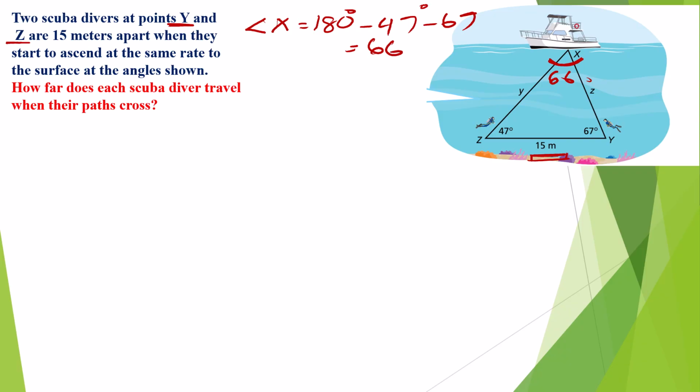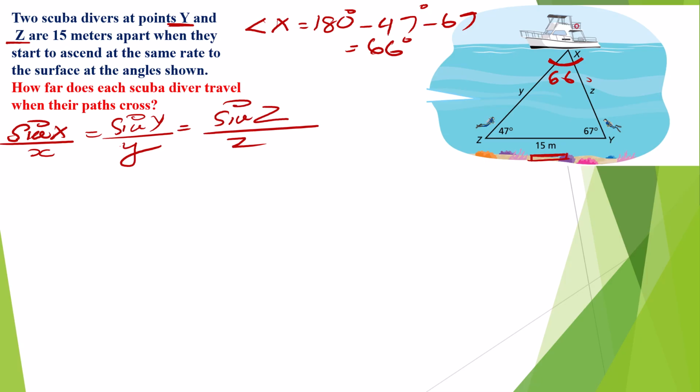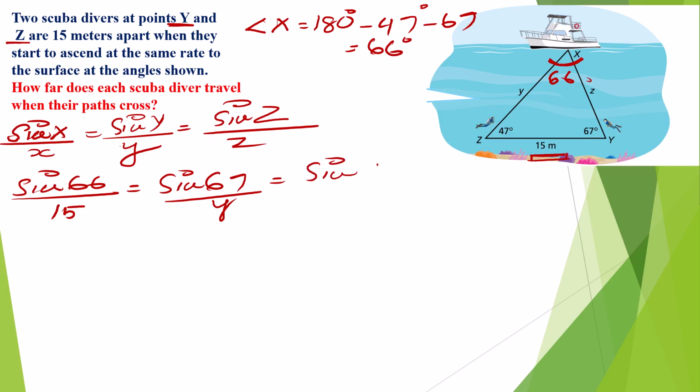Now the second thing is we have to write down the formula according to the given situation. Sine capital X over small x, sine capital Y over small y, and the last is sine capital Z over small z. So what is capital X? That is the angle which is 66. Opposite to this one is 15 meters. Capital Y is given to us, that is 67 degrees, but small y is not given. And similarly capital Z, 47 degrees, is known, whereas small z is not known.